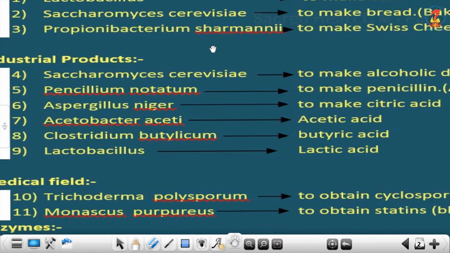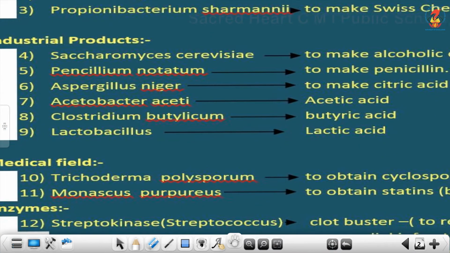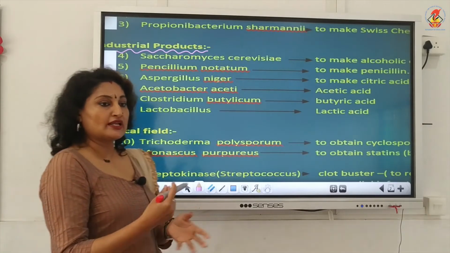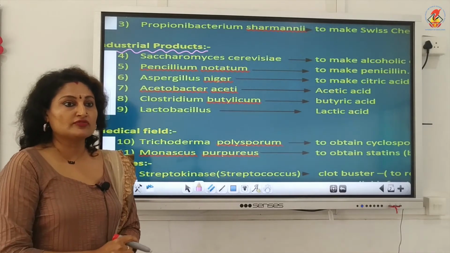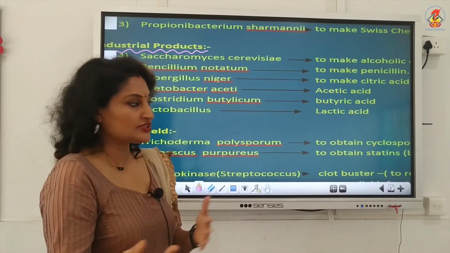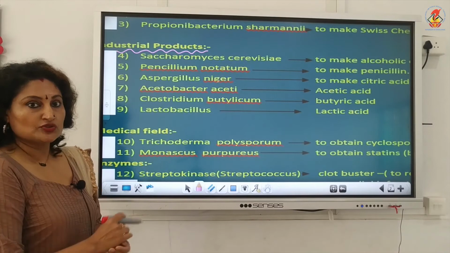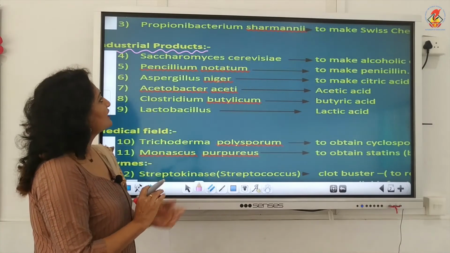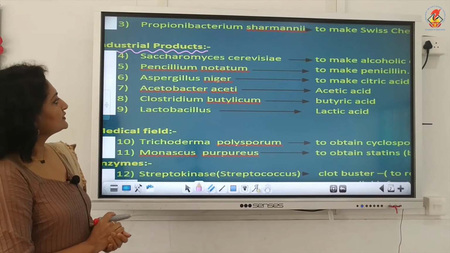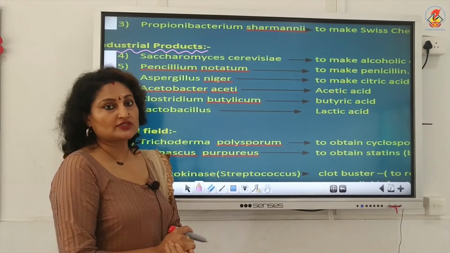Application of microbes in the field of industry. Under this, I am going with continuous numbering. Number 4, Saccharomyces cerevisiae. Again, the baker's yeast is used to make alcoholic drinks. So it is also known as the brewer's yeast. To make all alcohol, whether it is distilled or undistilled, whether it is wine or beer or whiskey or rum or whatever the type of alcohol, this particular yeast is used to allow fermentation. So once again, we make use of Saccharomyces cerevisiae to make alcohol. In this context, it is known as the brewer's yeast.